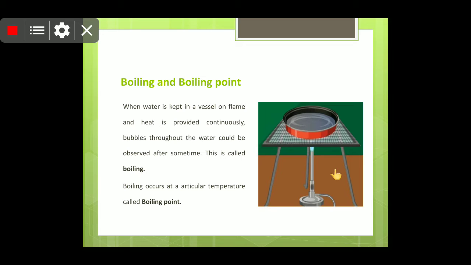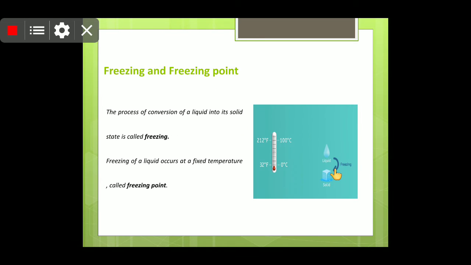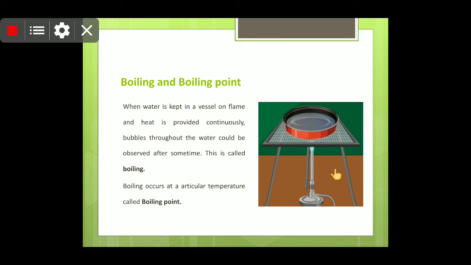Okay children, boiling occurs at a particular temperature, and that temperature is known as the boiling point of water. The temperature for boiling of water is 100 degrees Celsius, and similar is the condensation. Now I will tell you what is condensation. As you can see here, when the vapors are being formed and when those vapors are cooled down, that is condensation. The process of conversion of gas or vapor into its liquid state on cooling is known as condensation. So children, your boiling and condensation point is 100 degrees Celsius.